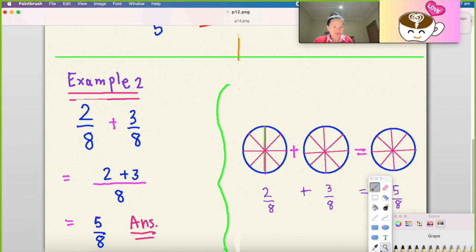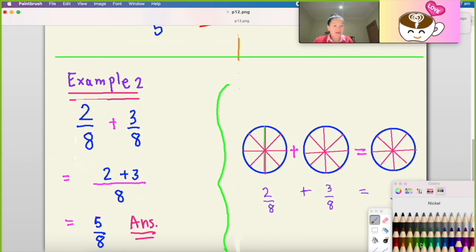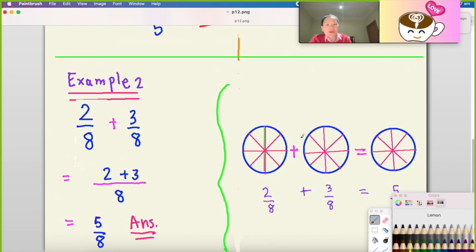We're going to do it right now together, step by step. Let's see. I do the yellow one. 2 out of 8 looks like this, right, Grace? 1, 2. And then another one, I have 3 out of 8: 1, 2, 3.